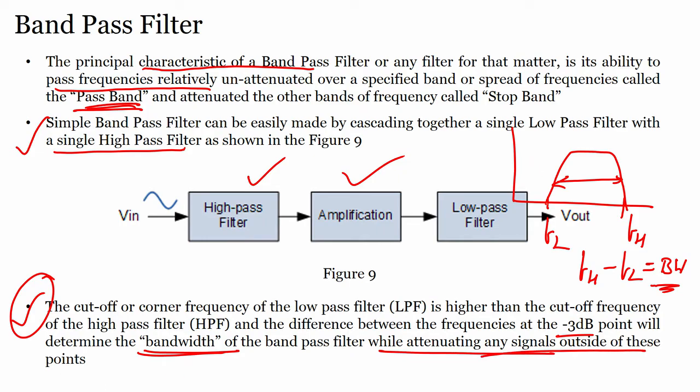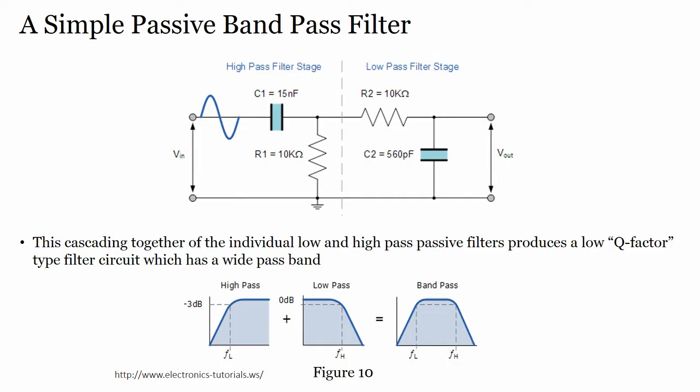while attenuating any signal outside these points. Any signal outside these points means outside this point and this point, no signal here can be allowed, only the signal between this point and this point is allowed. That means this is a band of frequency that we can pass, alright.